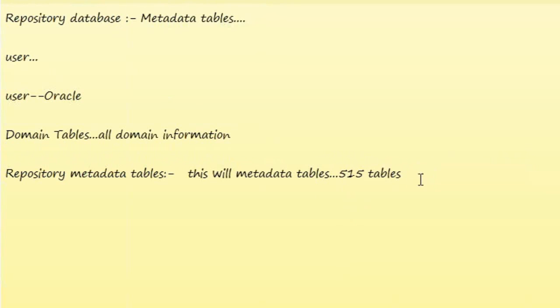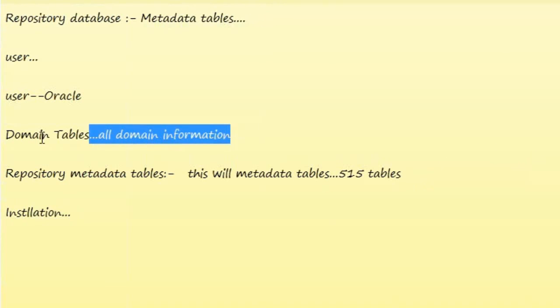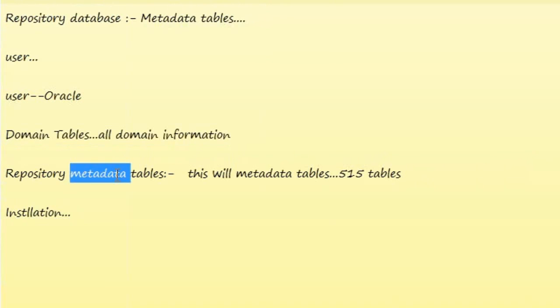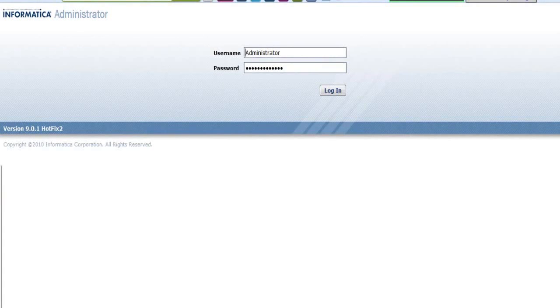Now the installation part is already covered by the admin. We have installed Informatica on all your systems and the domain tables are already created. He would even have created the repository also. But now I'll explain how many kinds of tables will be created in the repository and everything. So now I'm logging into the administration console.